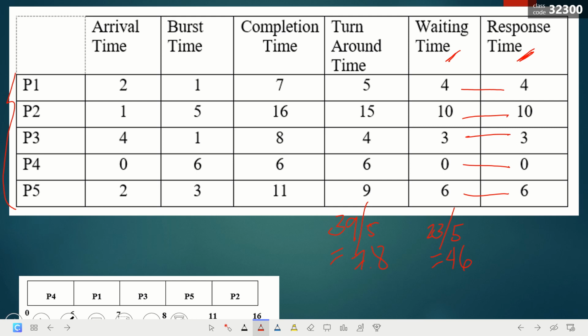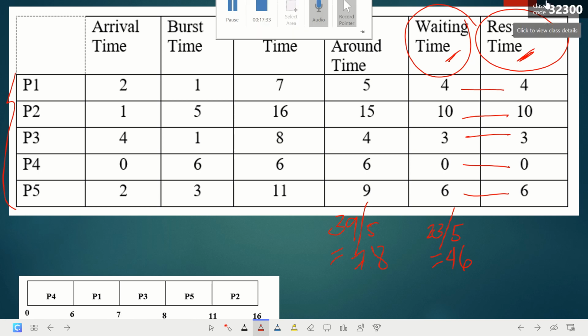So if the shortest job first is non-preemptive, then the waiting time and response time would be the same. Okay? Again, if the shortest job first is non-preemptive, the waiting time and the response time would be the same. So I hope you learned something new on how to compute for the shortest job first using the non-preemptive. So good luck and God bless us.